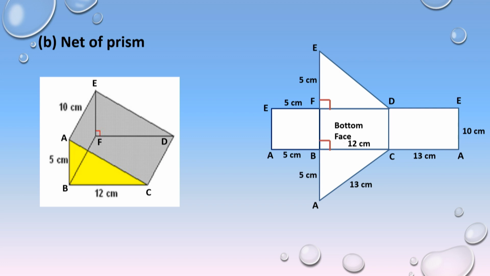And finally, we are going to have the rectangle, the inclined one, ACDE. So here is the rectangle, ACDE, with dimensions 13 centimeters and 10 centimeters. So this is going to be the net of the prism.